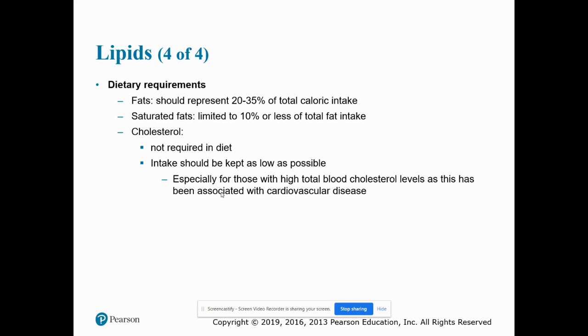Fat should represent 20 to 35% of total caloric intake, and saturated fat should be limited to 10% or less of total fat intake. Cholesterol is not required in the diet, and the intake of cholesterol should actually be kept as low as possible, especially for those people who have high blood cholesterol levels, because this has been associated with cardiovascular disease.